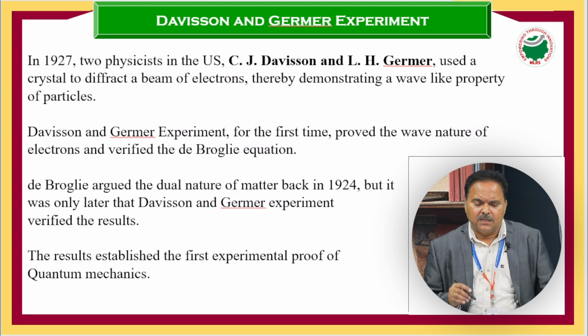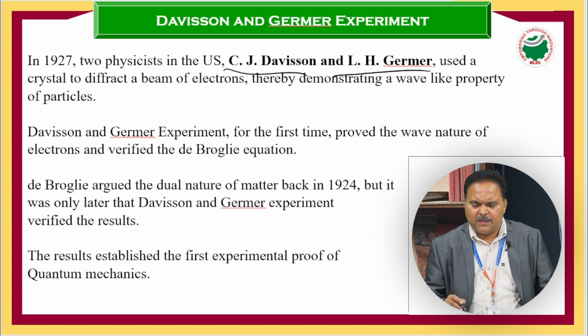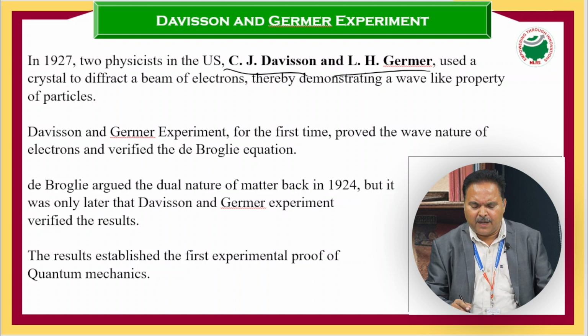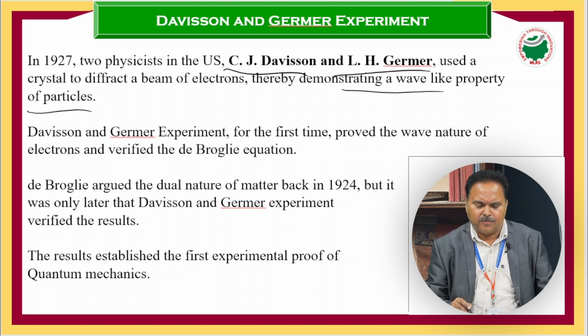For that purpose, two scientists, C.J. Davisson and Germer from the USA, made an experiment. This was around 1927, three years after de Broglie's hypothesis in 1924. They found that electrons demonstrate wave-like properties as well as particle-like properties. That means this experiment is proof of the de Broglie hypothesis.